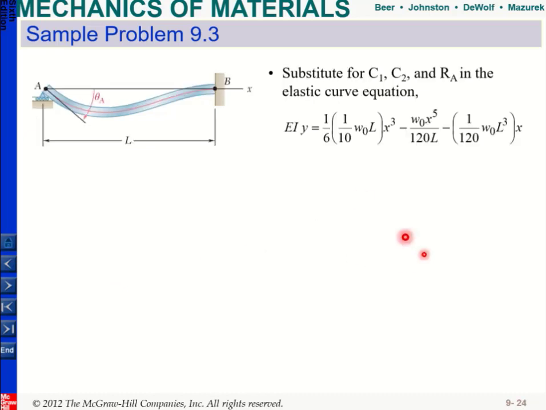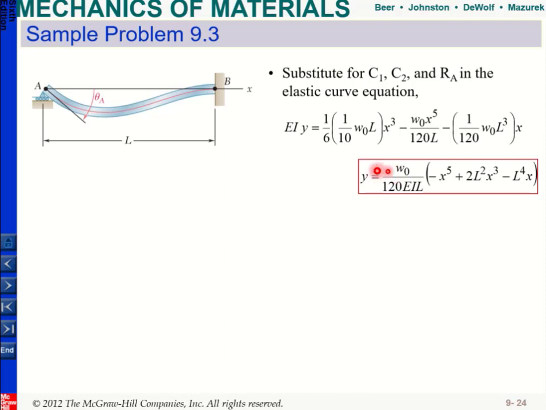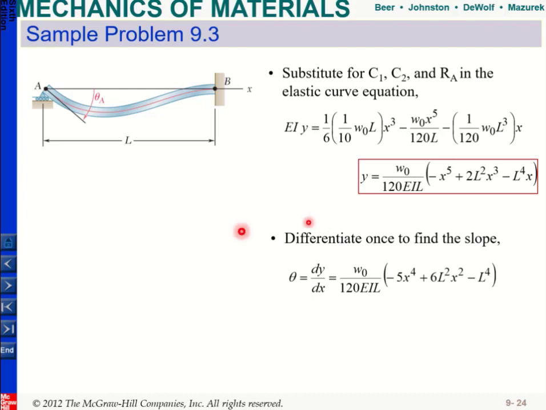So this is the equation for deflection. So I plug in my RA, okay? And from there, you can get the equation for deflection. So at any x, I can determine what your deflection is. And then if you go back, you can also get your equation for slope. So slope is equal to dy/dx.